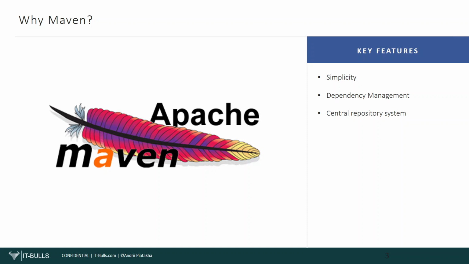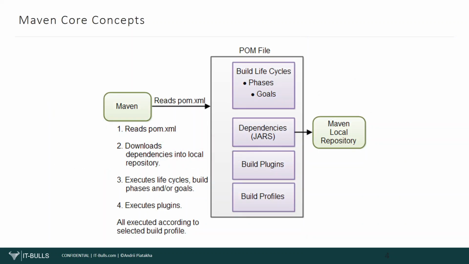Central repository system. One of the biggest advantages of using Maven is its central repository system. The development community agreed that Maven Central is one of the biggest repositories with libraries, and creators of different products upload their libraries there. Now, let's review Maven core concepts.